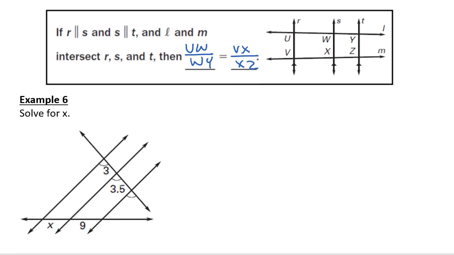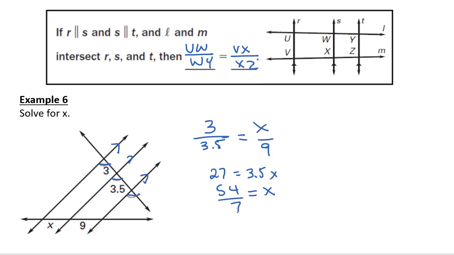So solving for X. They didn't tell me anything here. I'm going to assume, oh, they did tell me stuff. These angles are all equal. These are, remember, corresponding angles. So if those angles are equal, then I have parallel lines. So 3 is to 3.5 as X is to 9. So 27 is equal to 3.5x. X is equal to 54 over 7 is what I have here.